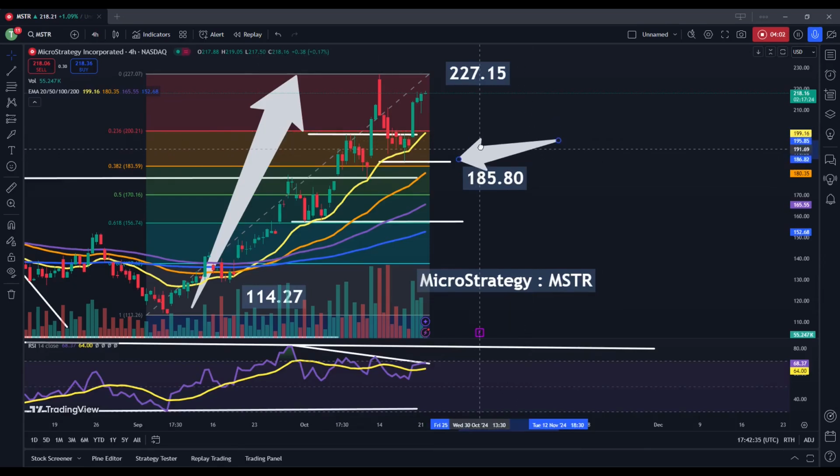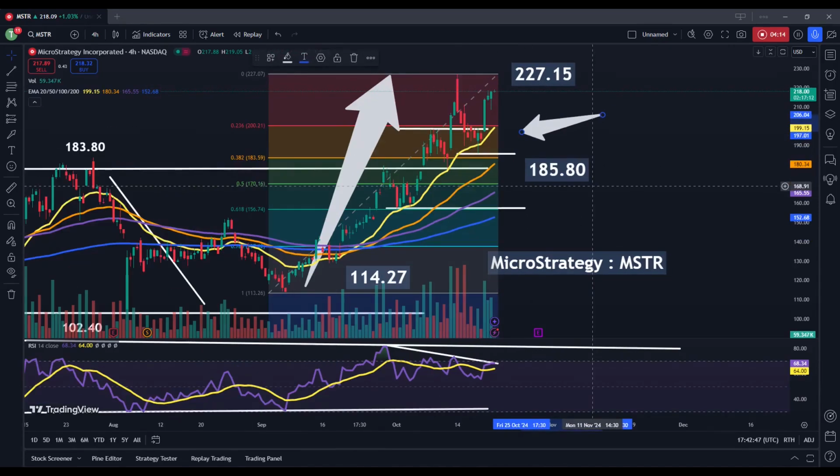But as we can see here, overall, what we're looking at at this point is the confluence of this prior support zone coming into contact with this 38.2% Fibonacci retracement area at 183.60. So this is the zone to watch here.